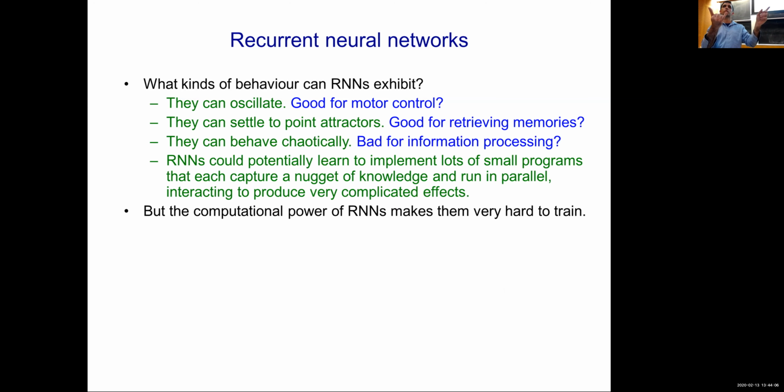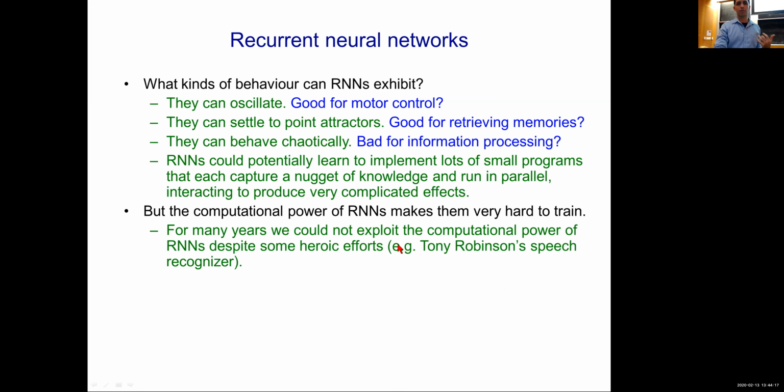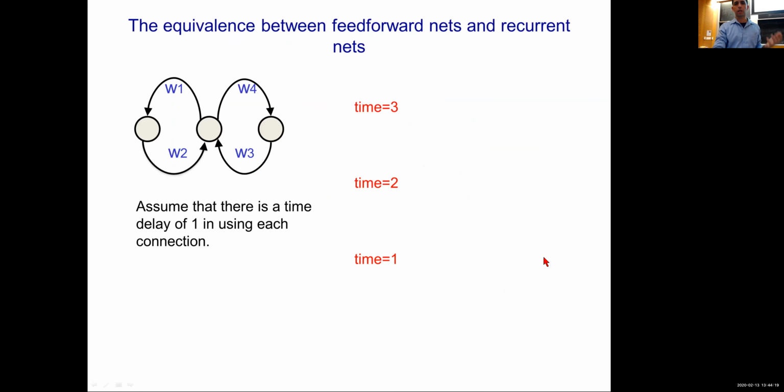It seems important. Okay? And that's something that it can do. You can basically compute functions that have these kind of choices. But the computational power of them makes them very hard to train. And for many years, you couldn't exploit this computational power. Okay? And we're going to talk about ways that we have overcome this.